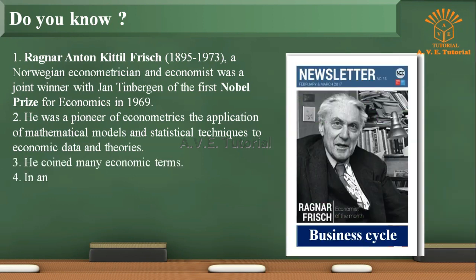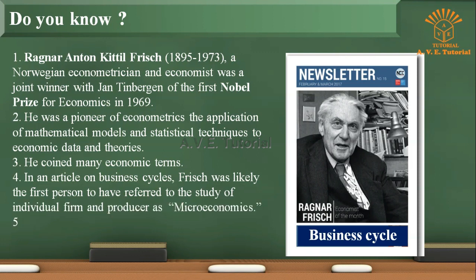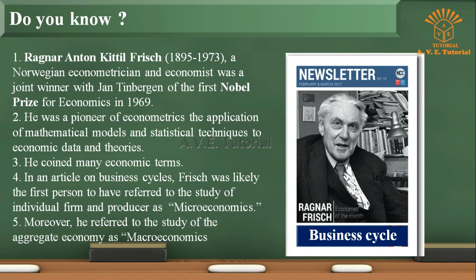In an article on business cycles, Frisch was likely the first person to have referred to the study of individual firm and producer as microeconomics. Moreover, he referred to the study of the aggregate economy as macroeconomics.